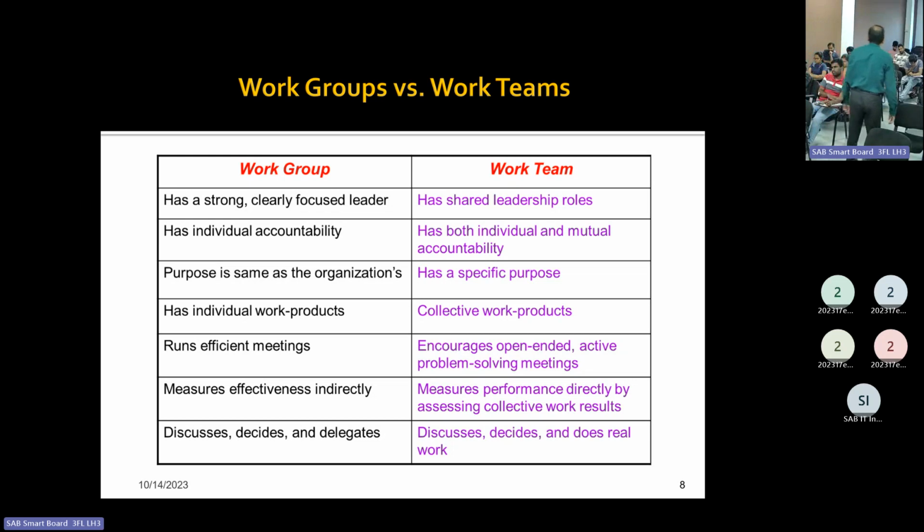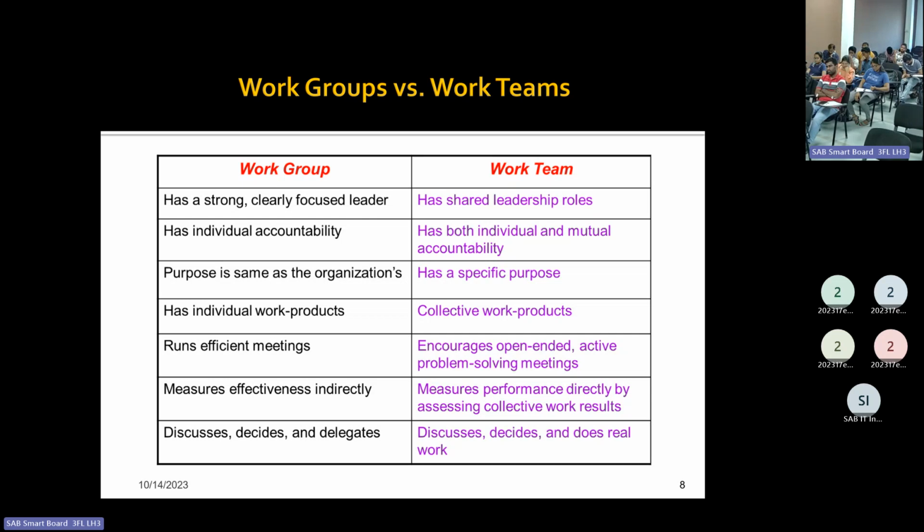Production manager, marketing manager, finance manager, HR manager, those are work groups, planning groups, or functional groups. Right. But in a work team, the leadership is formed temporarily. It is for a short period of time. It is rotated or shared among different members over time. Right. That's our leadership.